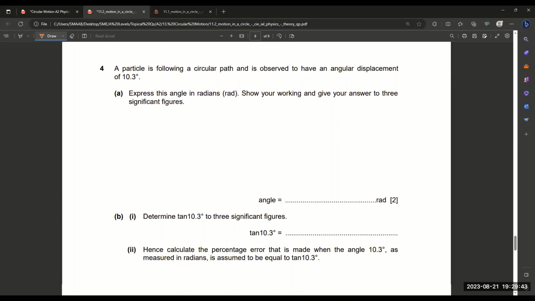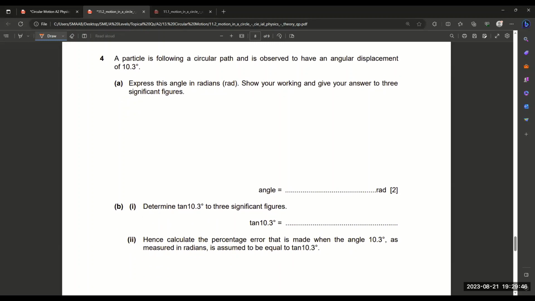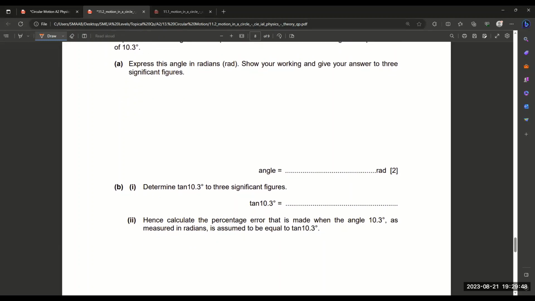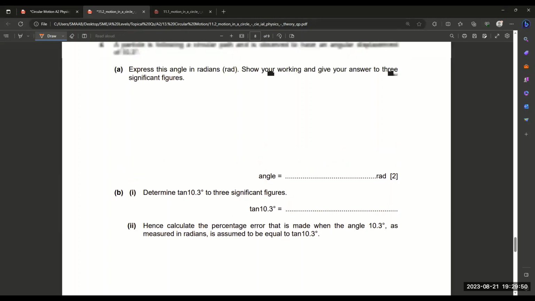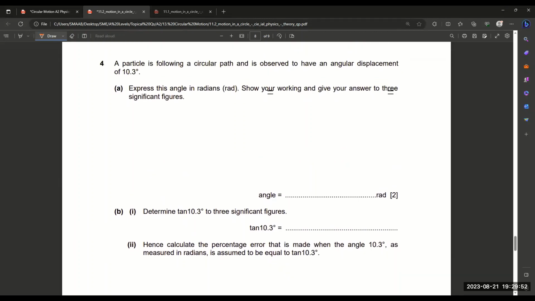Okay, we skip this question because that is also related to your gravitational topic. Okay, question 4. This is the short question.